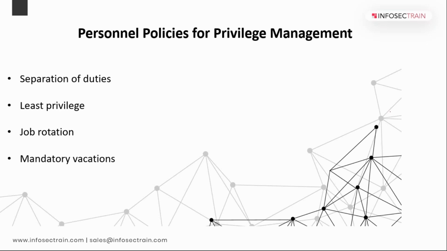It includes separation of duties, least privilege, job rotation, and mandatory vacation, doesn't it? So, separation of duties: the motive of this separation is that no individual person, role, or group should be able to execute all parts of a transaction or process, right? A simple example: a single person should not be a judge, a jury, and an executioner, isn't it? One person cannot be all three, correct? So these are your separation of duties.